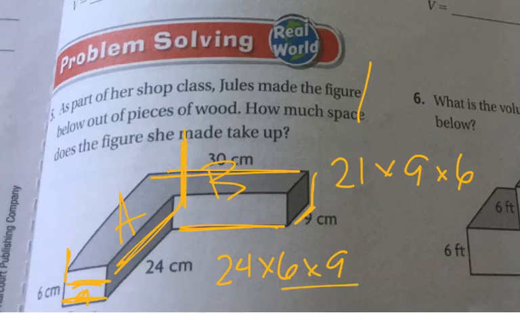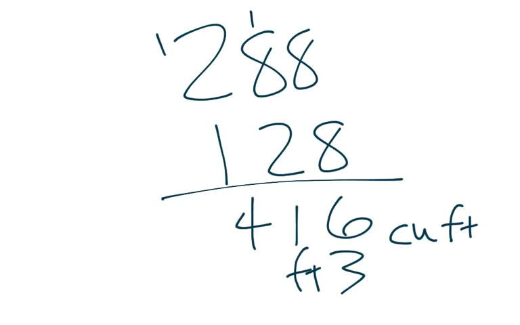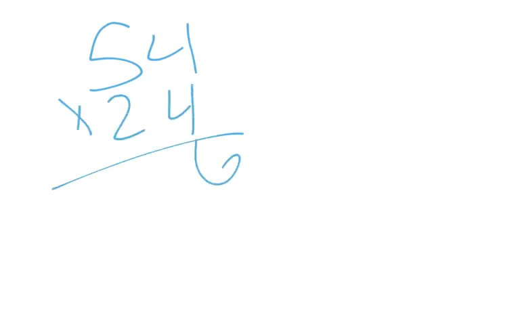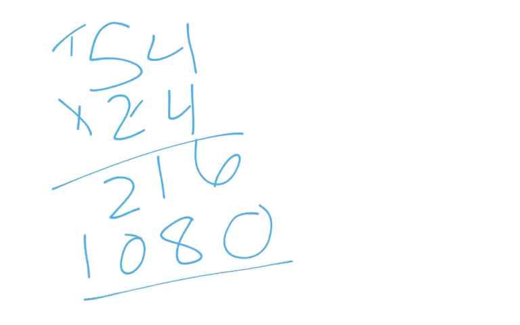So 6 times 9 is 54. So 54 times 24. 4 times 4 is 16. 4 times 5 is 20, plus 1 would be 21. Put a 0, cross that out. 2 times 4 is 8. 2 times 5 is 10. Okay, that's that number.